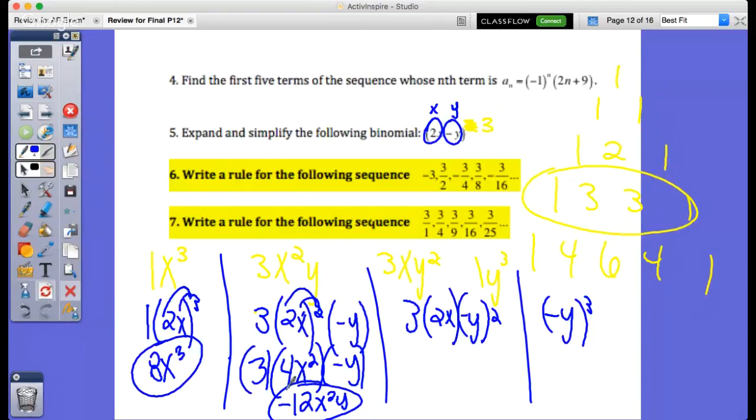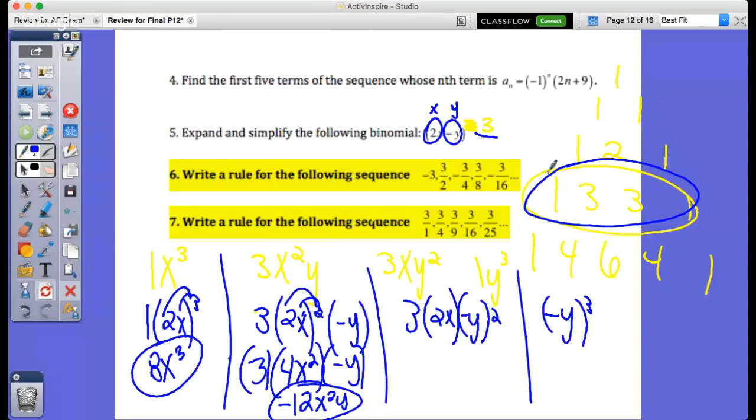I wasn't here for the beginning of this. You just set it up as like 1x cubed. Wait, what? So this is 2x minus y to the third, right? Yeah. So what we do is on Pascal's triangle, you go to the row that's one greater, the 4th row, and then you just write it as 1. So the yellow one is what I put every time, and then I substitute 2x in for x and negative y in for y.